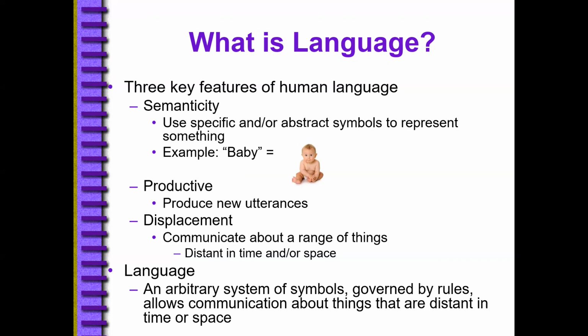So when we think about the overall definition of language, what researchers have come up with to try to cover this is: language is an arbitrary system of symbols governed by rules and allows communication about things that are distant in time or space. So we can see it's encompassing these different features. We've got the semanticity, that is a system of symbols. We've got governed by rules. As long as you're following the rules, you can produce new utterances. And then the displacement that allows communication about things that are distant in time or space.